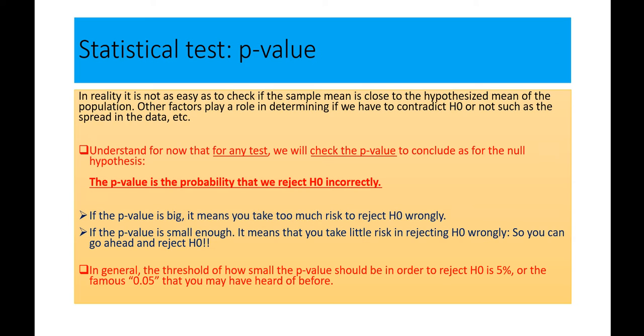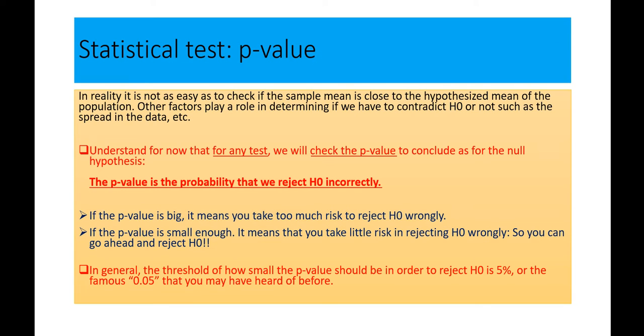So in any statistical test, you will have the p-value. The p-value is what you should know at the end of the video. The p-value is the probability that we reject H0 incorrectly. If the p-value is big, it means you take too much risk to reject H0 wrongly. If the p-value is small enough, it means that you take little risk in rejecting H0 incorrectly, so you can go ahead and reject H0. This is what it means.